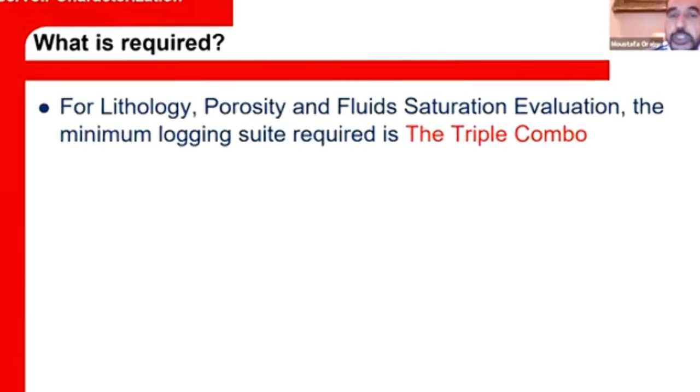So what's required to do this? Okay, what are the tools that are required and what are the logs that are required? Actually, there's a minimum log. For lithology, porosity, and fluid saturation, there is a minimum logging suite required. Call it the triple combo. Okay? So the triple combo is the minimum. That's why in every well we drill, we acquire the minimum of triple combo. Okay, there are so many other logs that are advanced. Sometimes we use them, sometimes we don't. But you will never see any well that does not have a minimum of triple combo.